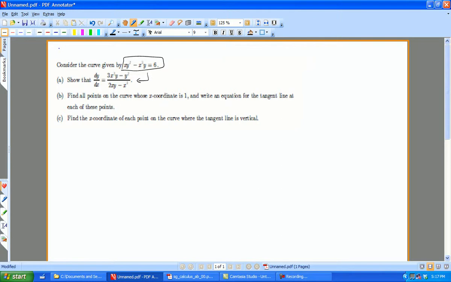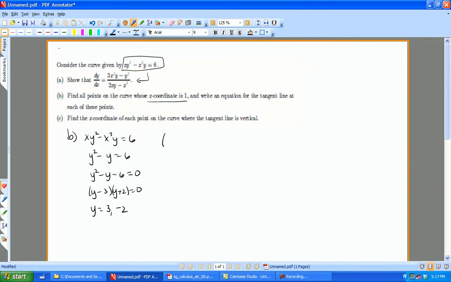For letter B, find all points on the curve whose x-coordinate is 1, and write an equation for the tangent line at each of these points. Okay, if the x-coordinate is 1, that means I'll take my original function, xy squared minus x cubed y equals 6, and I'll plug in x as 1. So that gives me y squared minus y equals 6. I can make that y squared minus y minus 6 equals 0. Factor that into y minus 3 times y plus 2 equals 0. So y is either equal to 3 or negative 2. So that was when x was 1. So I either have the point (1, 3), or I have the point (1, -2).